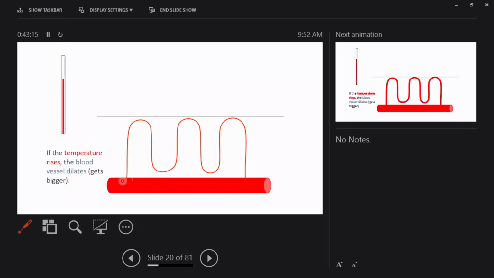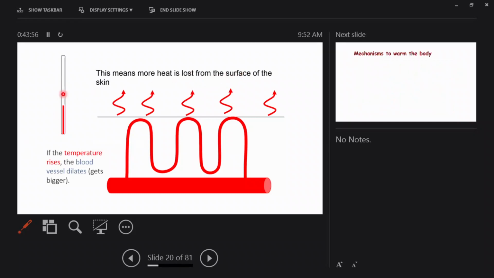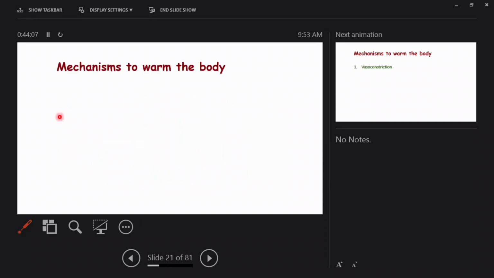So if the temperature rises, the blood vessel dilates, meaning that the blood vessel gets bigger, so more blood fills the vessel here, and this blood carries heat from all of our body. In order to remove the heat from our body, they need to bring this heat closer to the skin. So this one is a small blood vessel and fill it with more blood carrying heat. This means more heat is lost from the surface of the skin and the body temperature drops. So this is how our body maintains our body temperature when we get too hot.